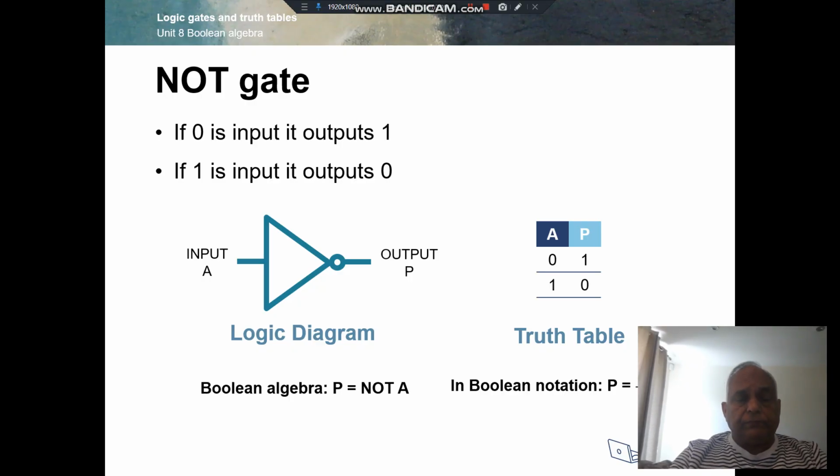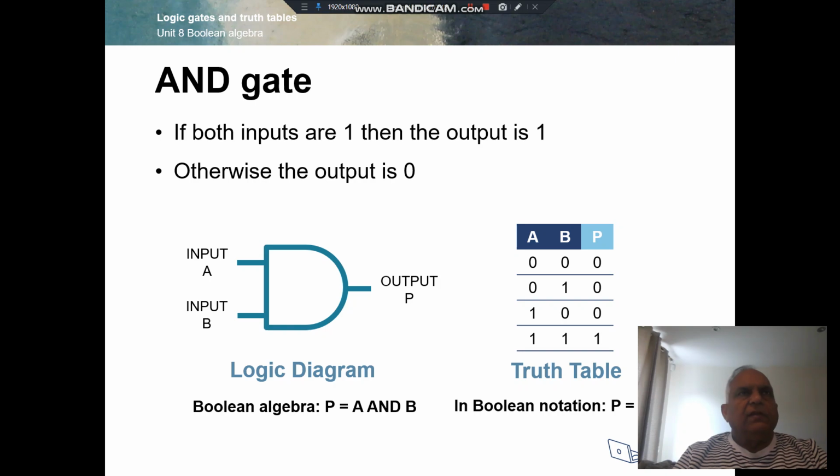And if A is 0, for example, as I told you, a current should be either 0, off, or on. So if it is off, the output will be on. If it is on, the output will be 0. So if the input is 0, the output is 1; if the input is 1, the output is 0. So it's the reverse. And this is the logic diagram, the truth table, and these are the formulas. So in Boolean, P is NOT A, and we will write it P is equal to NOT A. This symbol is the NOT symbol.